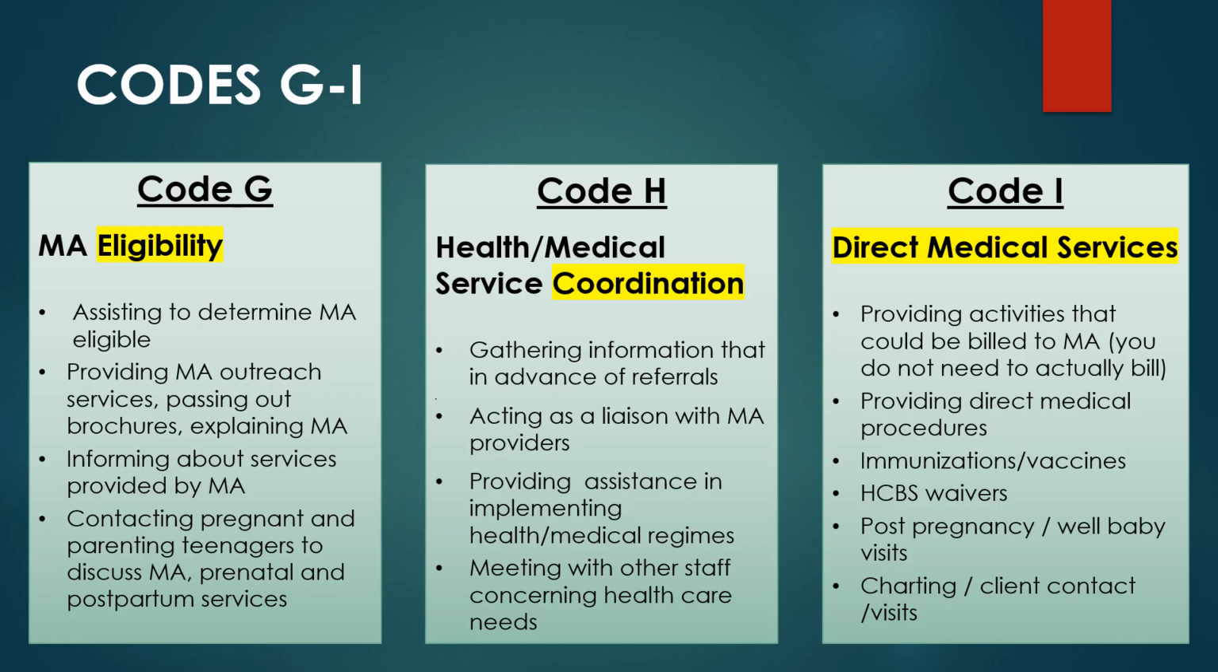Please note for Code H, service plans are not related to assessment for long-term services and supports for child and teen checkups. Other examples are making referrals for family planning services or acting as a liaison with the medical assistance providers. Code I is used when you're providing direct services that could be billed to MA. You don't actually have to bill for the services, but it's the type of services that could be billed. Think of Code I as the direct care category within LCTS.